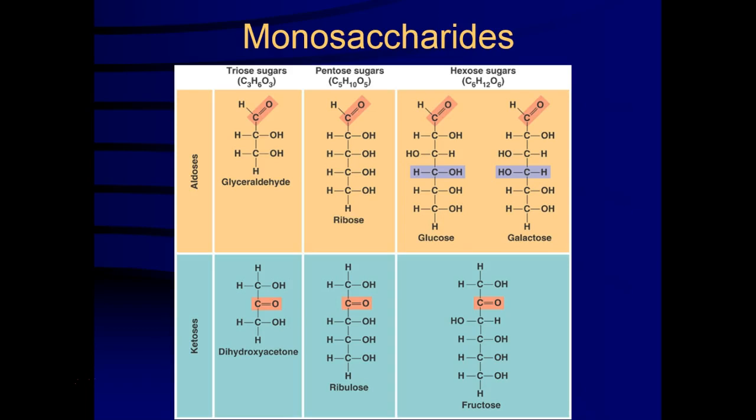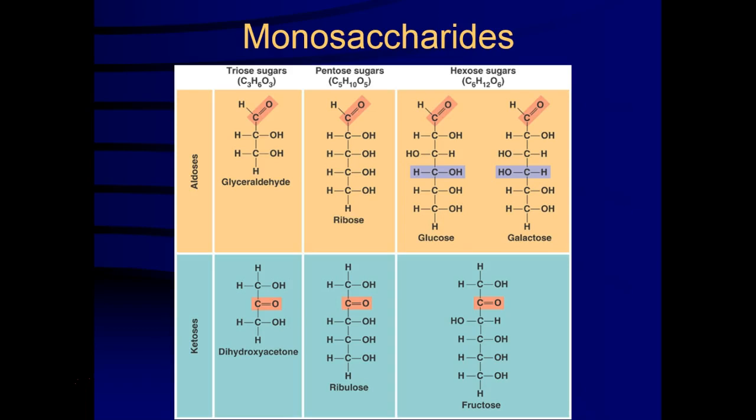In DNA, we have a beautiful 5-carbon sugar that is called deoxyribose. And in RNA and ATP, we have another sugar that's called ribose. Those 2 monosaccharides have 5 carbons, so they belong to a group that we call the pentose sugars. Pentose means 5, so 5 carbons. The sugar with 5 carbons.